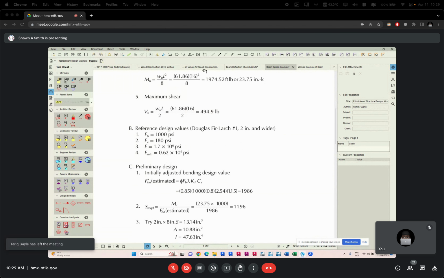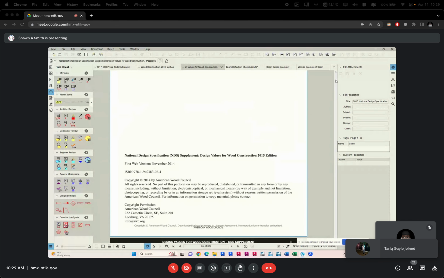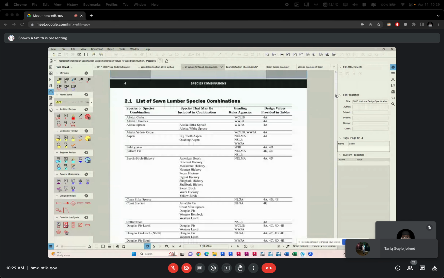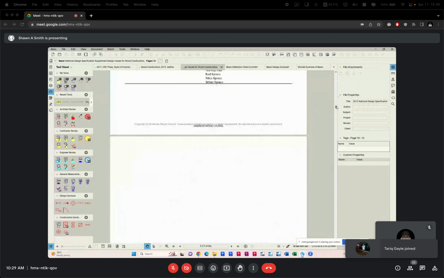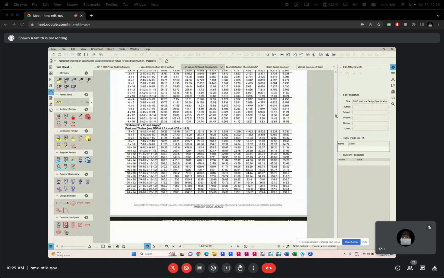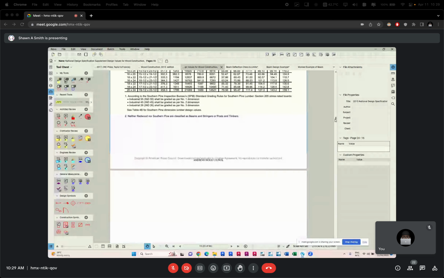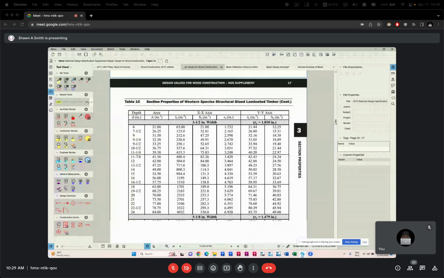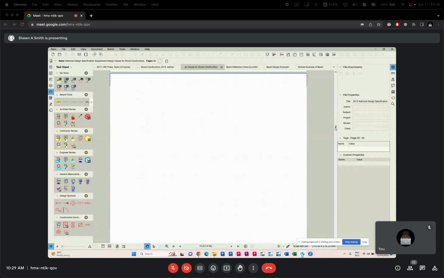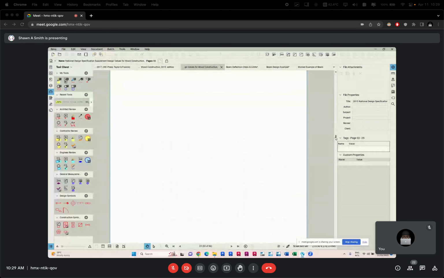So we're going to the National Design Standard, NDS, supplement, this one. And we're going to look for design values for bending and for shear and for compression and whatever else that we might need. All right. And that is when your species and your size become important.